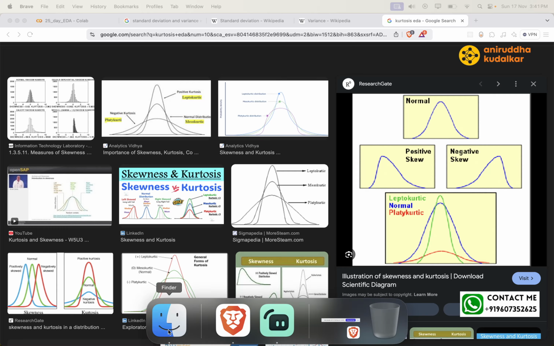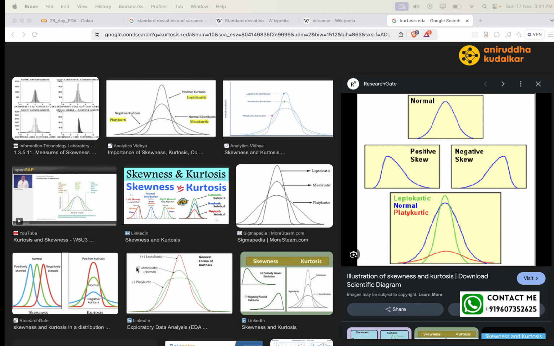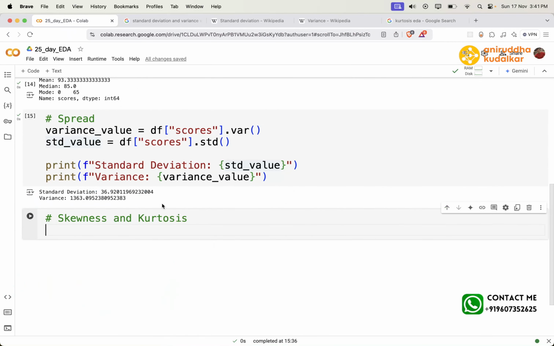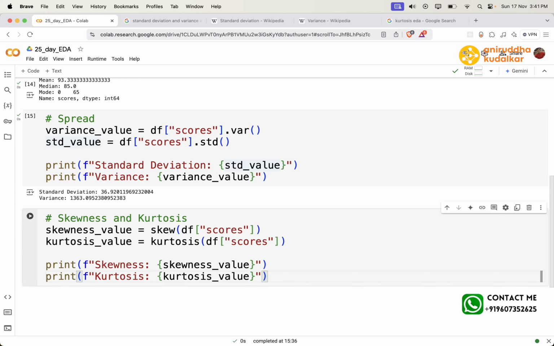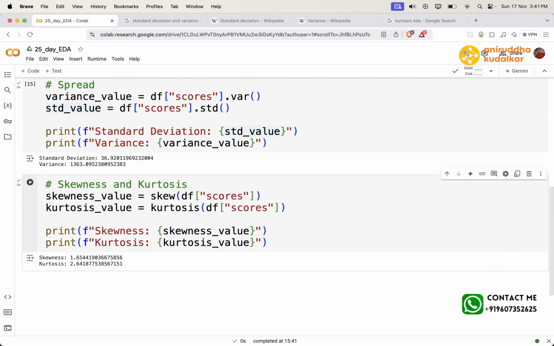If we need to print this, let's first calculate the skew and kurtosis. The skewness value is 1.69. Positive skew shows a long tail towards the right due to the outlier. Kurtosis 2.64 indicates a sharper peak compared to the normal.